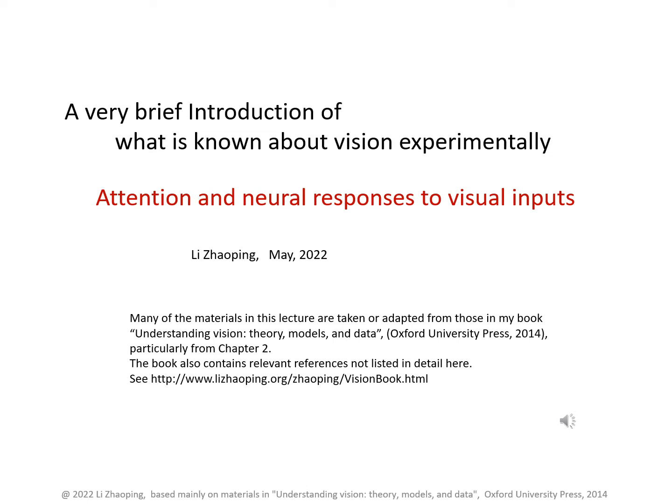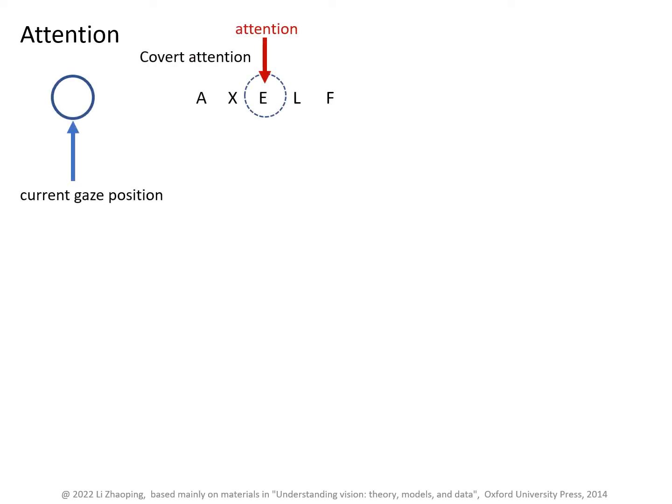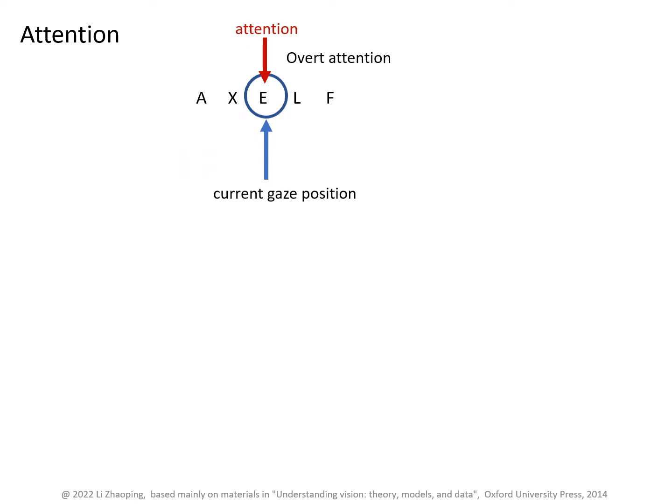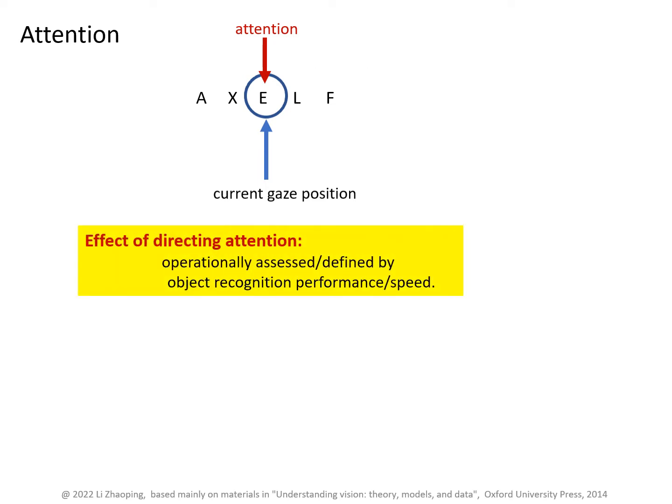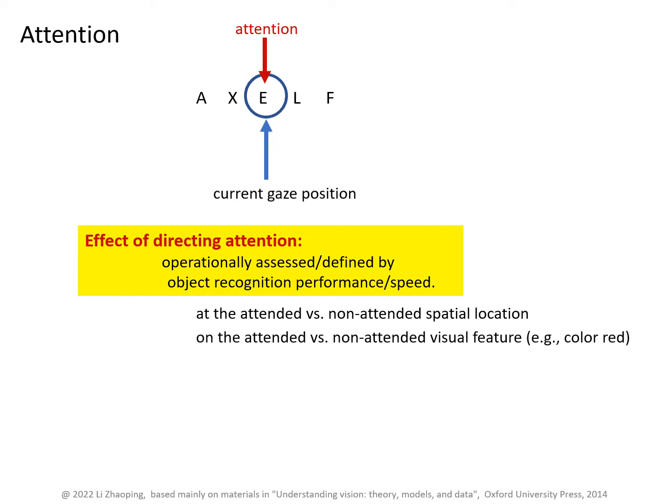Attention and neural responses to visual inputs. Attention can be directed at a location different from the current gaze position or at the same location as the gaze position. And this is mostly the case in natural visual behavior. And attention is measured by its effect to increase the performance and speed of a visual task, such as visual recognition, at the attended location versus a non-attended location, or at an attending situation versus non-attending situation.